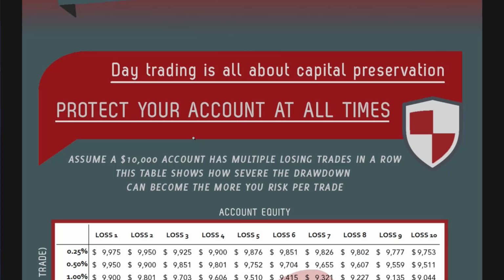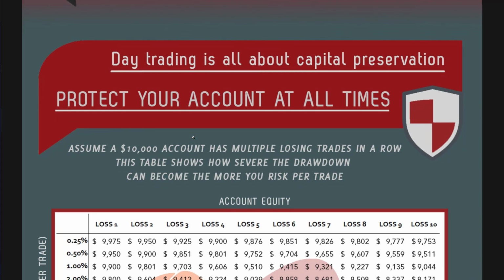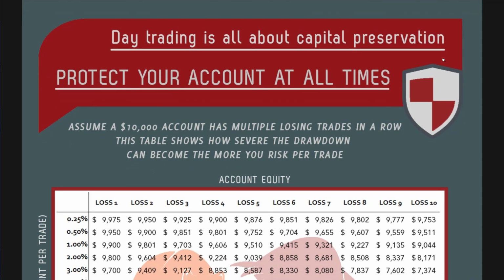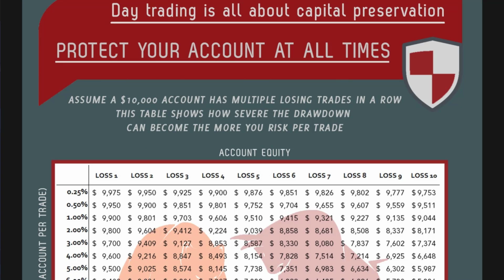Capital preservation, right? If there's one rule, it's all about protecting your account. Day trading is all about capital preservation. Above all else, we live to trade another day, right? Protect your account at all times. So assume a $10,000 account has multiple losing trades in a row. This can happen, right? You can have 5, 6 losers in a row, up to 10 losers, who knows, right?